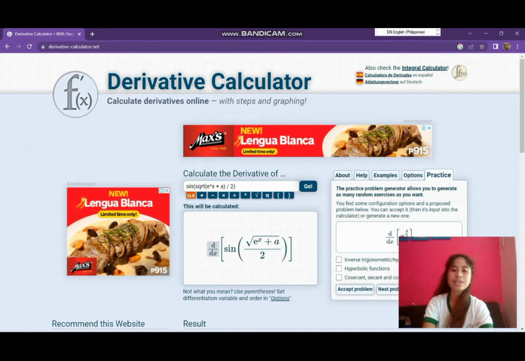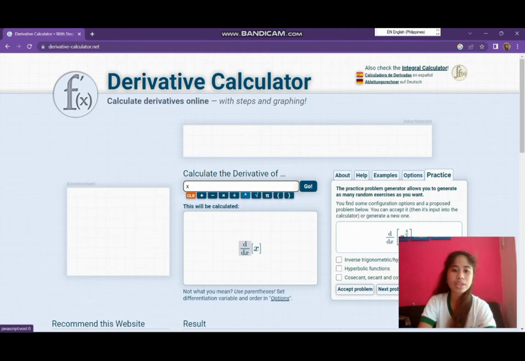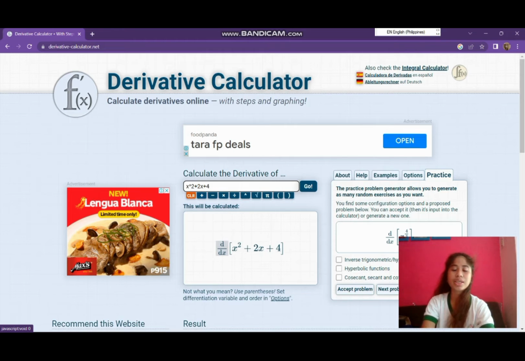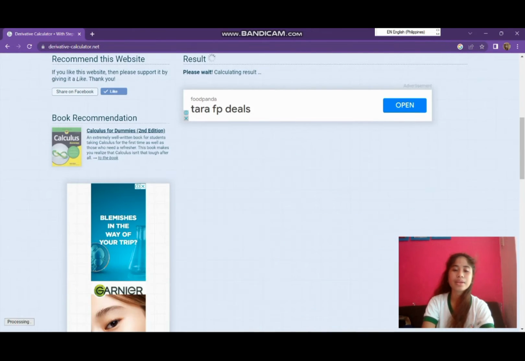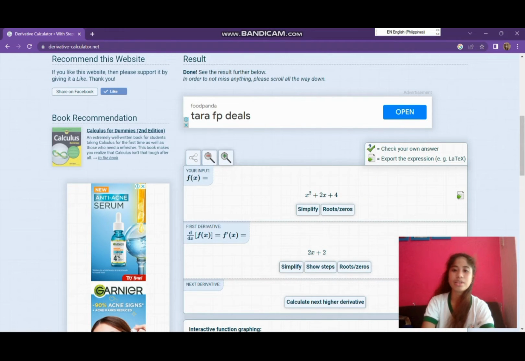So let us try an example. x squared plus 2x plus 4. Then just click go. Then waiting for the result. Yeah, it's very easy. So now you can have the answer you want.